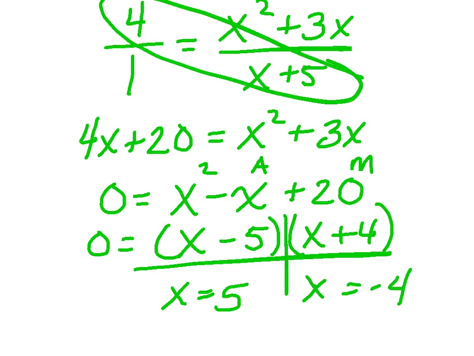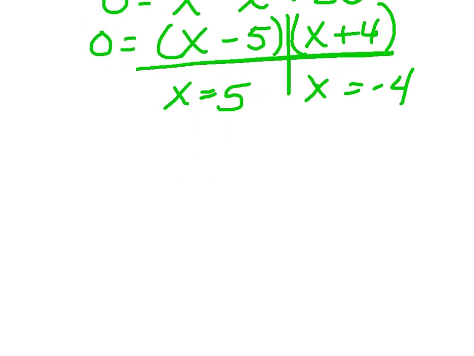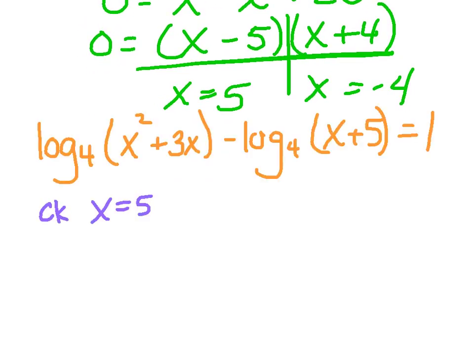And lastly, don't forget the big bad check. We've got to check each number separately. So let me start with the 5. Remember, I'm plugging it into this section here. So 5 squared plus 3 times 5 is 40. And that's legal. Log of 40 is perfectly fine. It's greater than 0. And when I plug it in here, 5 plus 5 is 10, which is 100% legal as well. So I know 5 checks.